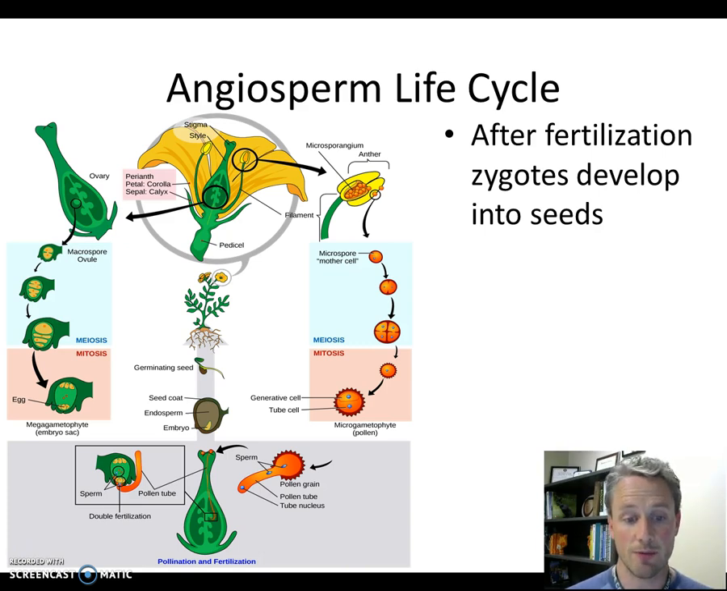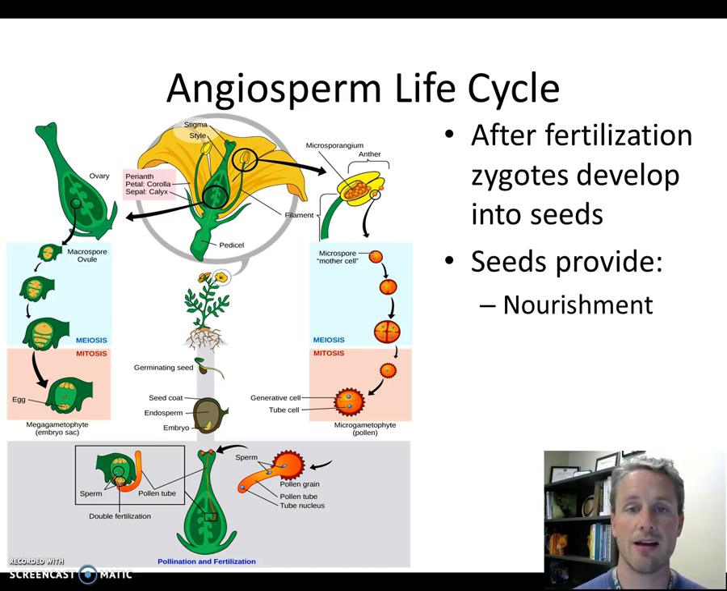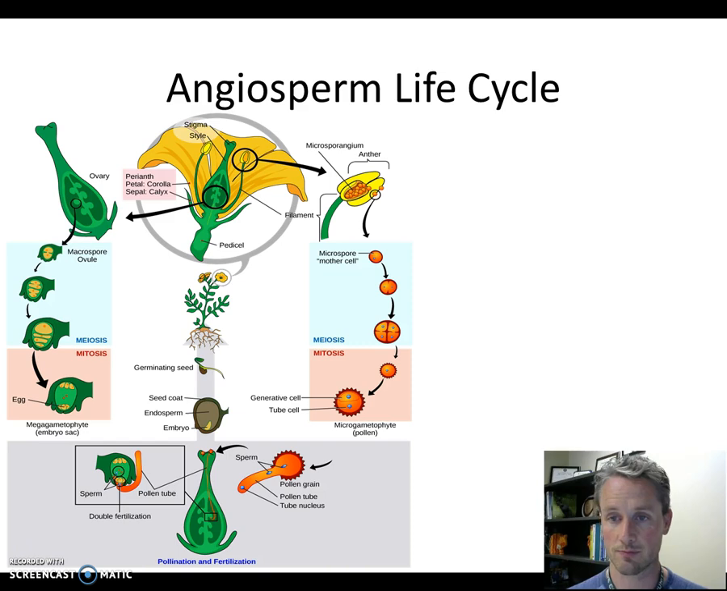Just like in the gymnosperms, when the pollen fertilizes an egg, we develop a zygote, and that zygote develops into a seed. Again, just like in gymnosperms, seeds provide an advantage because they provide nourishment to the growing zygote. They provide a way of dispersing the zygote, and they provide a period of dormancy for the zygote.